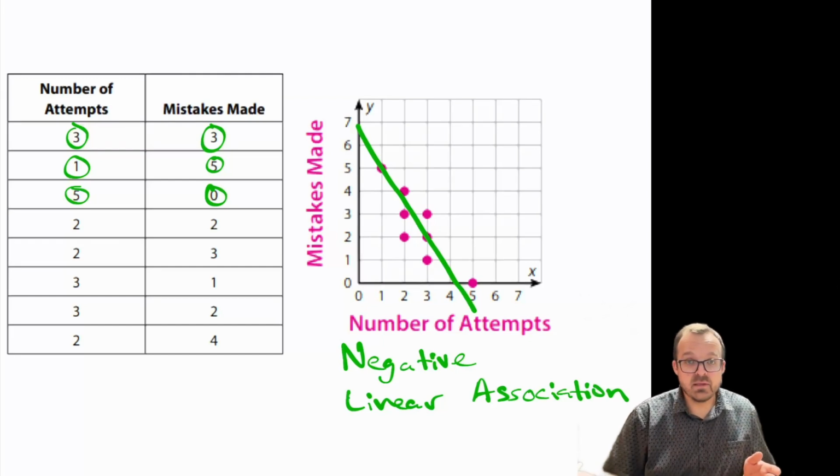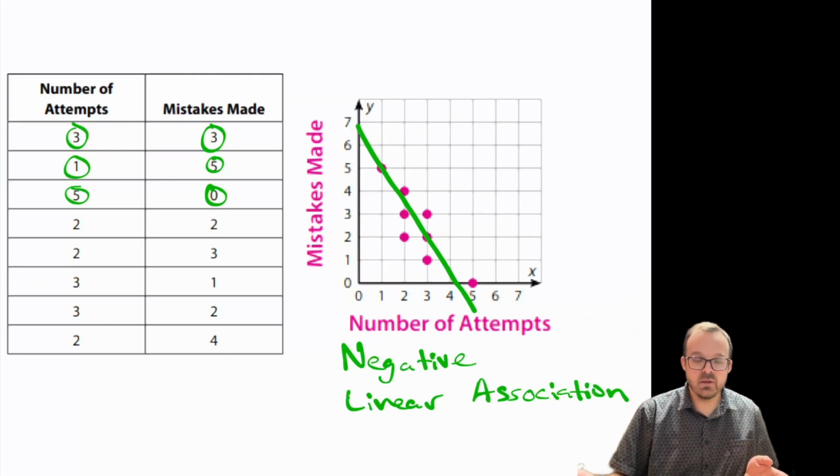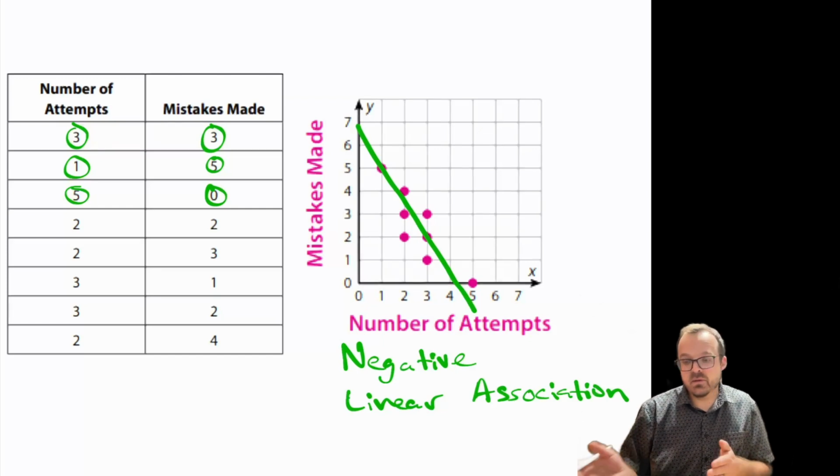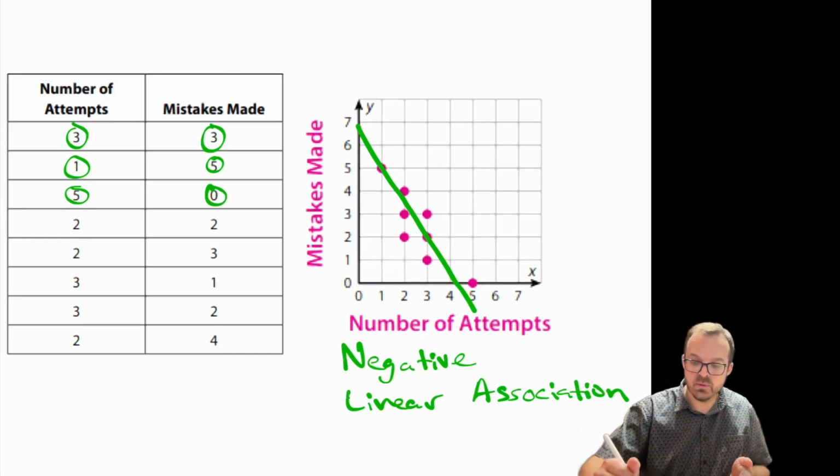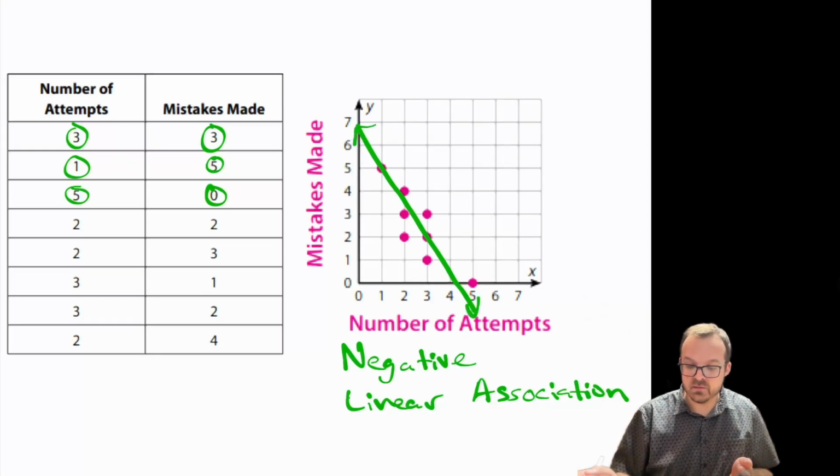Is that bad? Is a negative trend bad? No. Negative trends can be good. They could be bad. It just depends on the context. In this case, I think this is a good thing to see. The more attempts I'm taking at something, the less mistakes I'm making. That's a good thing, even though it's a negative trend, right?